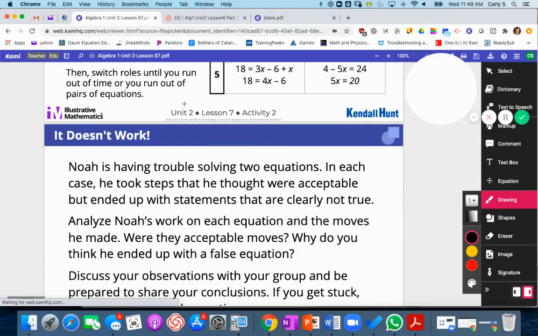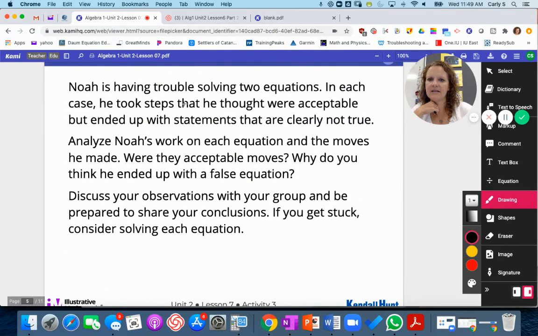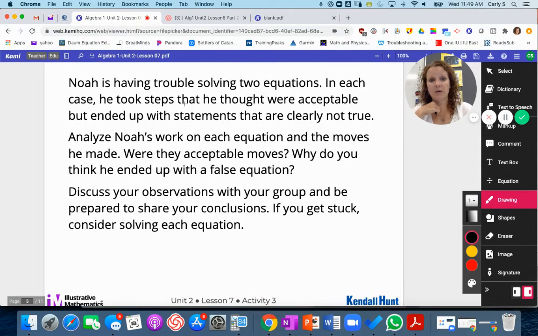Cool. Okay, so next activity. Noah is having trouble solving 2 equations. In each case, he took steps that he thought were acceptable but ended up with statements that are clearly not true. Analyze Noah's work on each equation and the moves he made. Were they acceptable moves? Why do you think he ended up with a false equation? Discuss your observations with the group and be prepared to share your conclusions. If you get stuck, consider solving each equation.